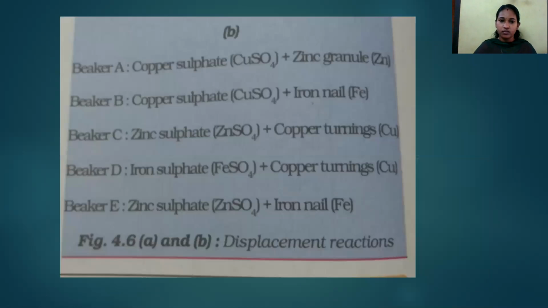Okay. In first beaker, copper sulfate plus zinc granule. First beaker copper sulfate. That copper sulfate is blue color.